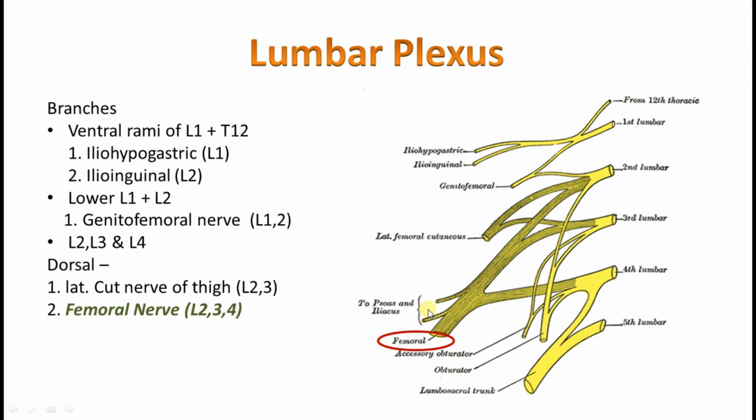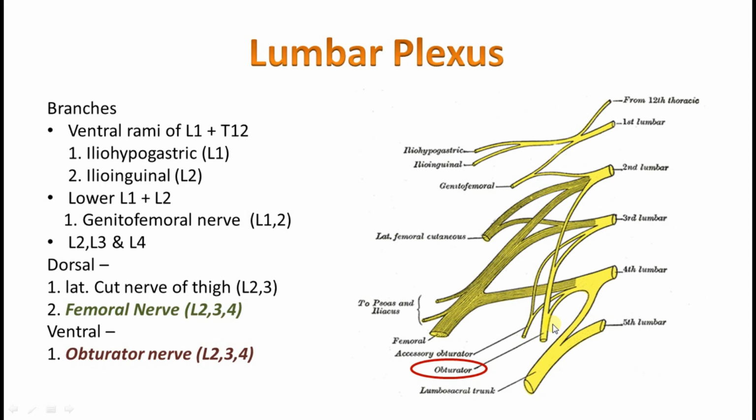Ventral division of L2, L3, L4 gives rise to the obturator nerve. Okay. So ventral division of L2, L3, L4 gives rise to the obturator nerve. Dorsal division of L2, L3, L4 gives rise to the femoral nerve. Dorsal division of L2, L3 gives rise to the lateral cutaneous nerve of the thigh.